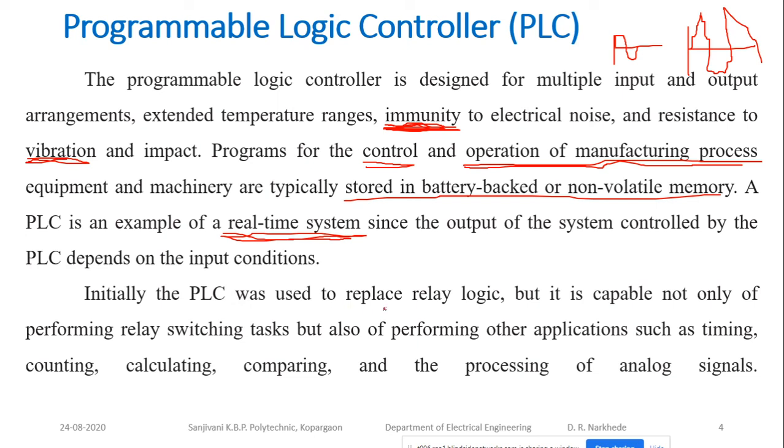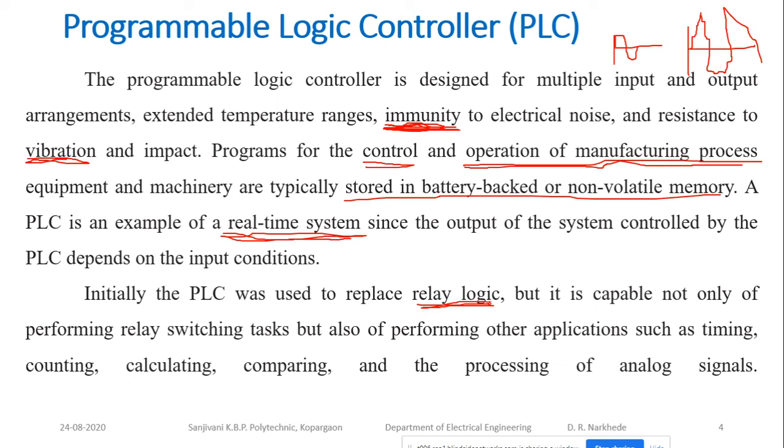Initially, the PLCs were used to replace relay logic. Basically, what happened in the early days, as we already discussed, is that there were complicated circuits for implementing industrial automation, which required thousands of relays. So it is quite difficult to implement the relay logic. And if certain changes occur in the logic, we need to completely rewire the panel. Rewiring takes 1 month, 2 months, or even up to 6 months in complicated cases.